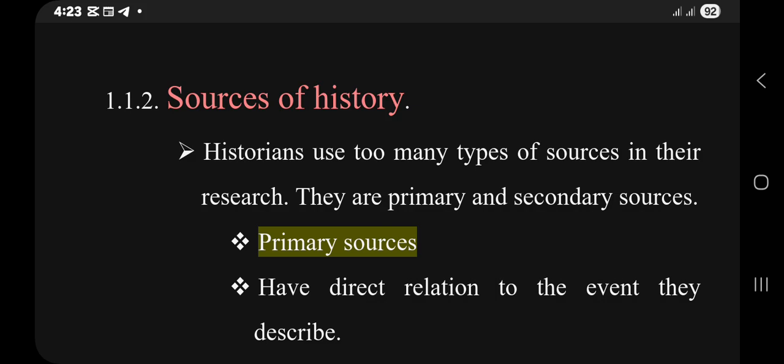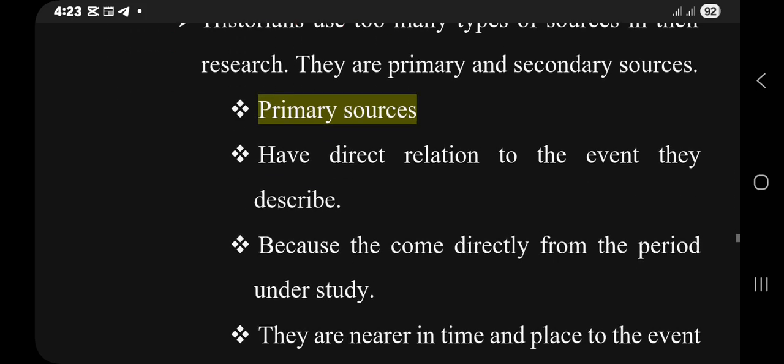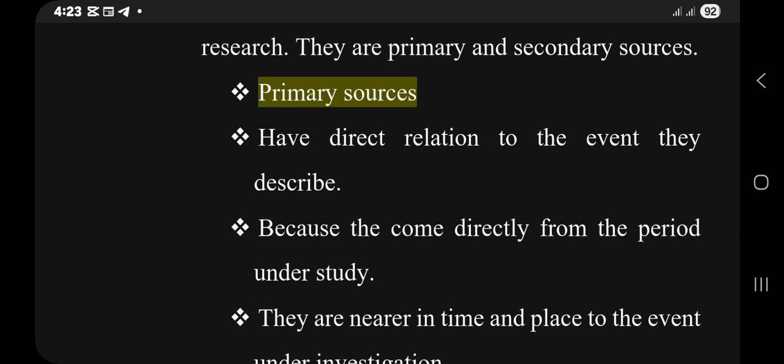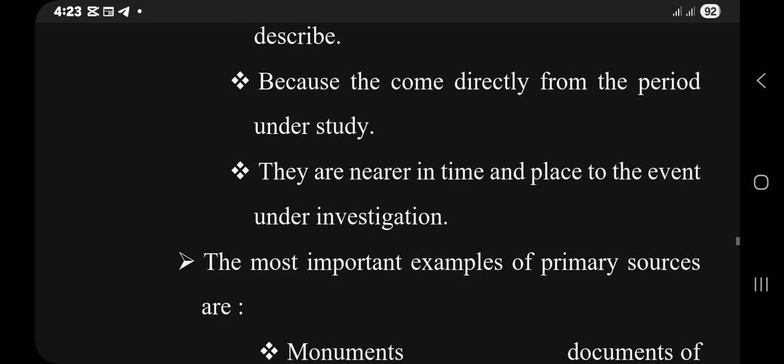Primary sources have a direct relation to the event they describe, because they come directly from the period under study, meaning they are contemporary to the event they describe. They are nearer in time and place to the event under investigation. So, primary sources are more reliable than secondary sources.